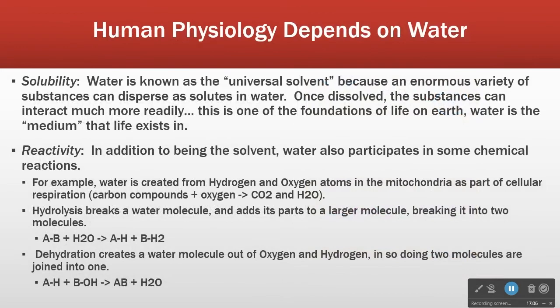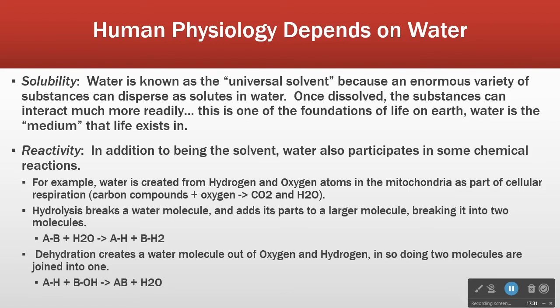All right, so as important as enzymes are, even more important is water. You've been taught since you were little kids that human beings are mostly water. Well, why? Why did life on Earth evolve to have this significant water component? A few reasons. Solubility is one. Water, of course, is known as the universal solvent.